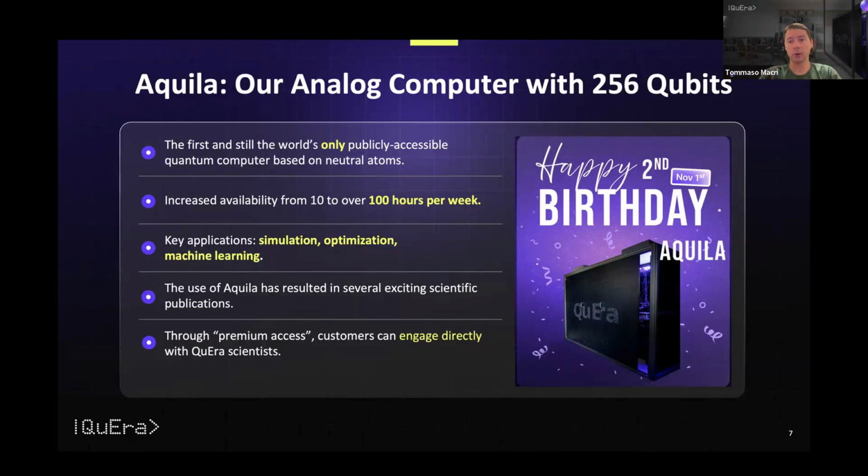As I mentioned, we are focusing on a few strategic areas of applications, such as simulation, optimization, and machine learning. And all these activities have led to a number of important scientific collaborations and related high-impact publications. The way to access this machine is either through the service from AWS called Braket, which is the service from Amazon that offers quantum computing services through the cloud, or through dedicated direct access by reaching out to us at QuEra.